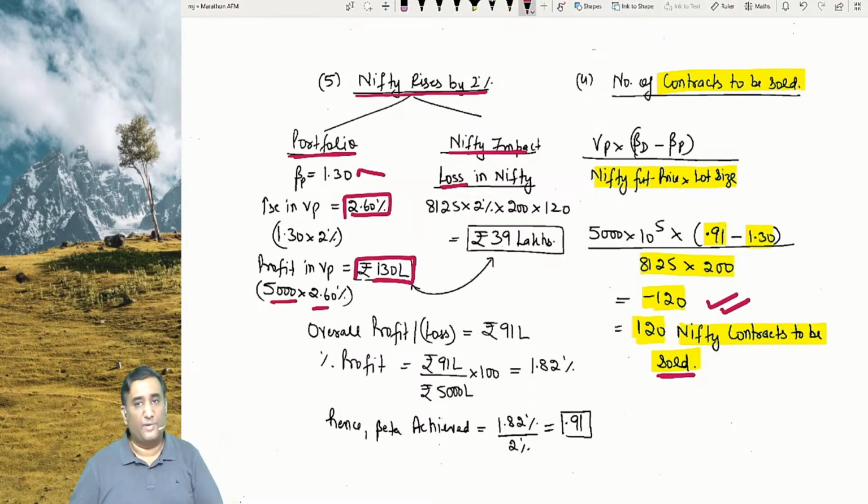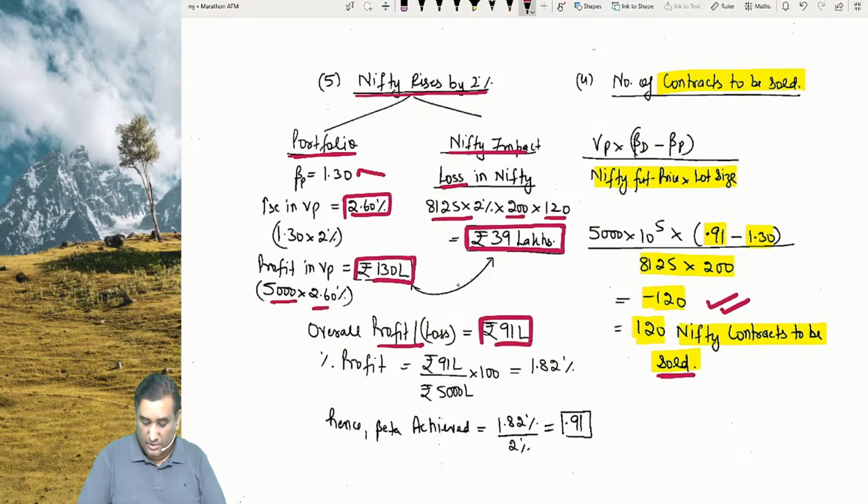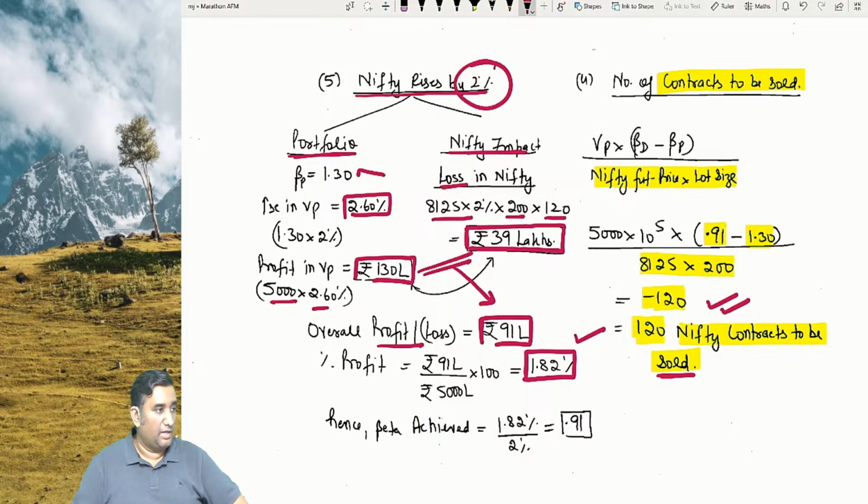So your futures position gives a loss as the price has gone up, and this will be 8125 into 2%. Overall profit is 91 lakh because of these. The portfolio gave you a profit of 130 lakh, and this gave you a loss of 39. The percentage profit would be 91 lakh divided by 5000, which is 1.82, while the market changed by 2%.